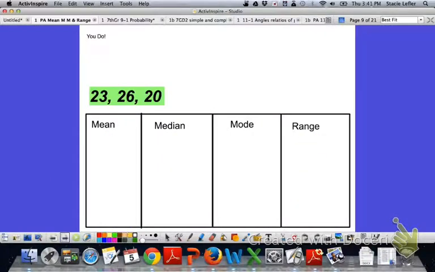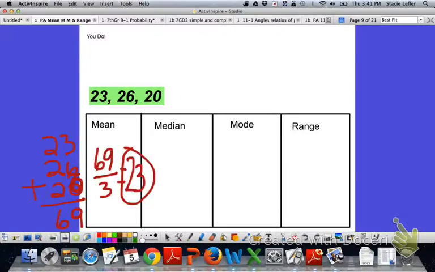Okay, so you try it, find the 4 measures of central tendency. Pause the video and do this on your handout. For the mean, you add then divide for the mean. So add it, we get 69 divided by 3, 23.